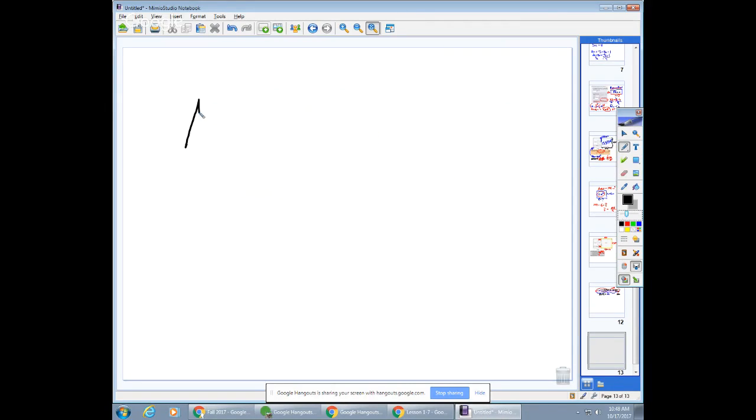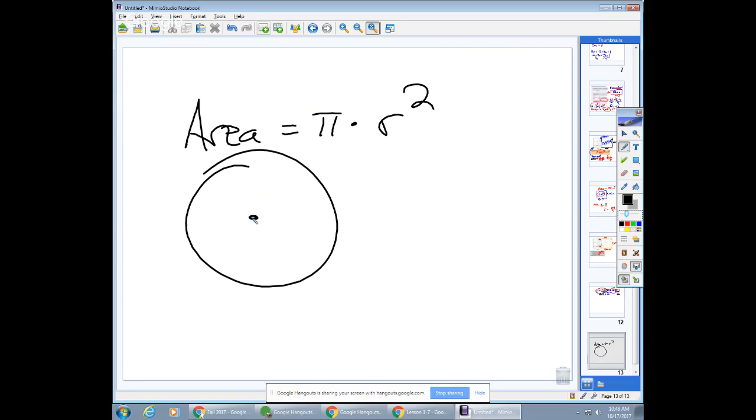The area of the circle is pi times the radius squared. Now that's a full circle, and the radius is the distance from the center to the edge. We want half of that. We have a semicircle. So that would be pi times the radius squared, which is divided by 2 after. No big deal.